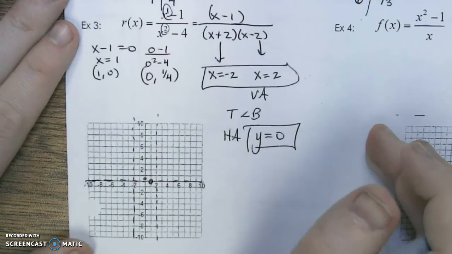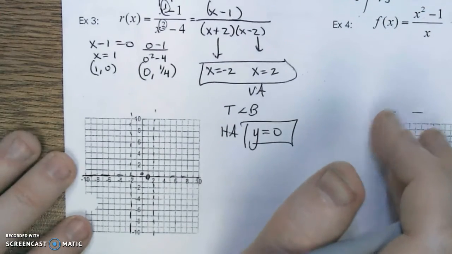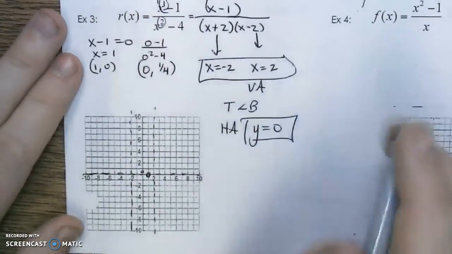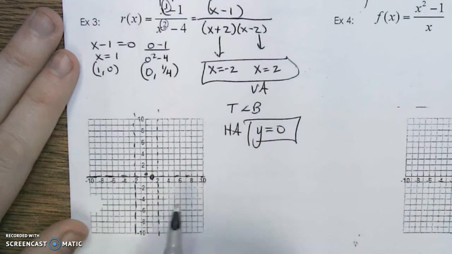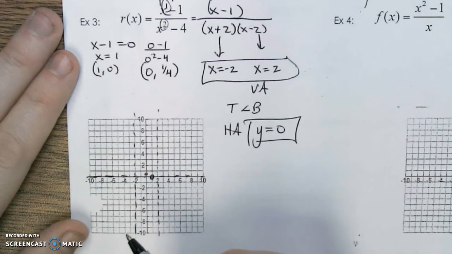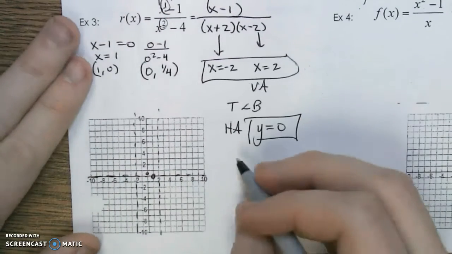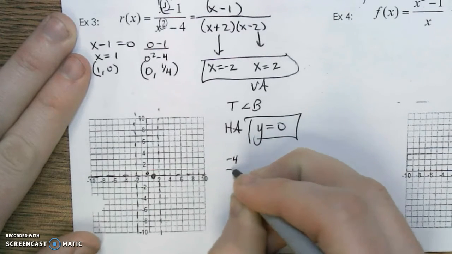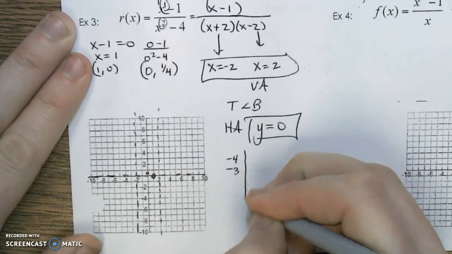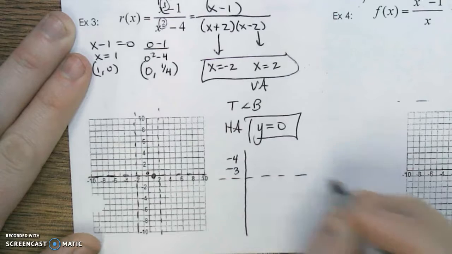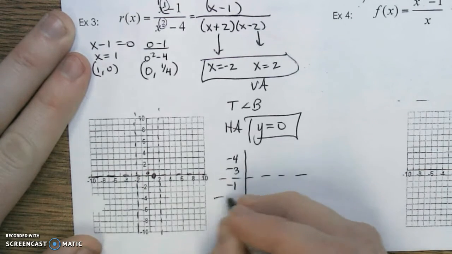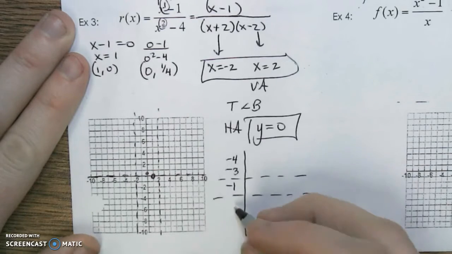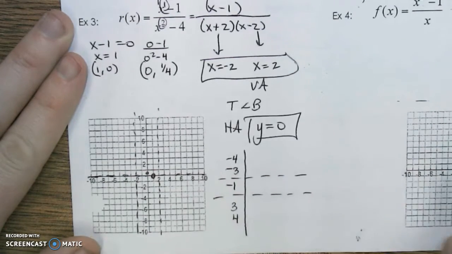And then we just want to pick some points to plug in. So here I have 3 sections to my graph. I've got left, middle, and right. On the left, let's plug in, I don't know, let's plug in 2 points, I guess. Let's plug in negative 3 and negative 4. In the middle, we already have 2 points. Let's plug in negative 1. And on the right, let's plug in positive 3 and positive 4.